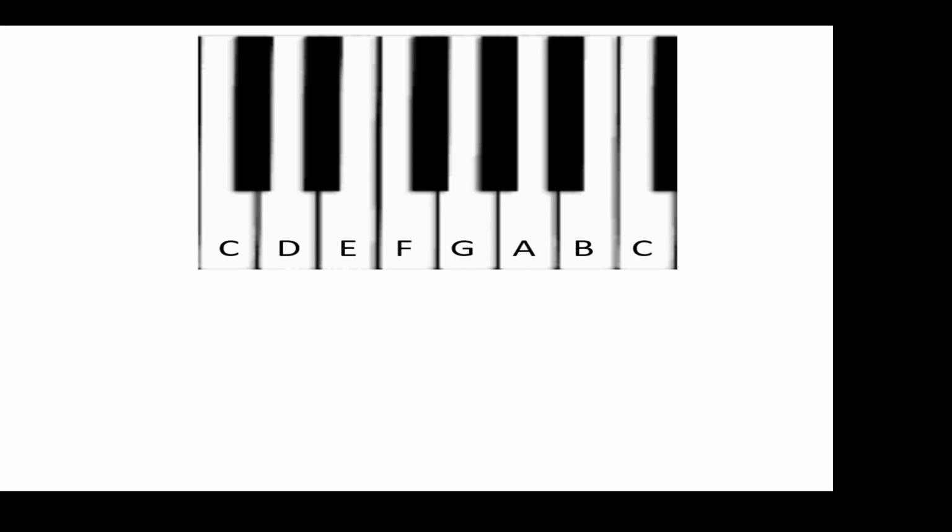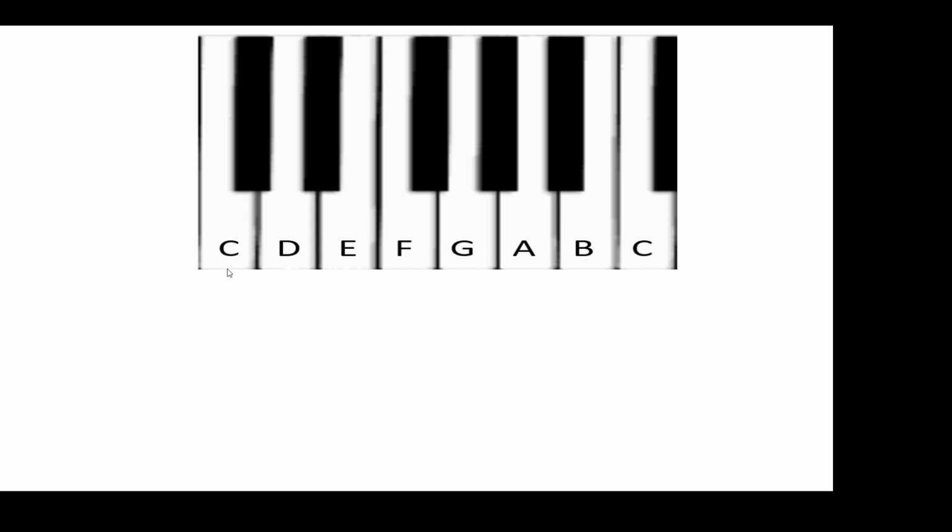Okay, let's talk about chord progression composition. The first thing that we need to understand is how the scales are made. So let's take a look at this image, which is a piano keyboard. And we can identify the notes C, D, E, F, G, A, B, and C.